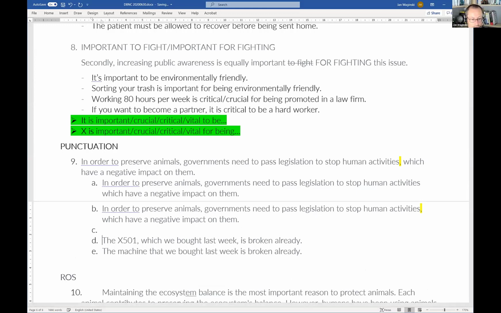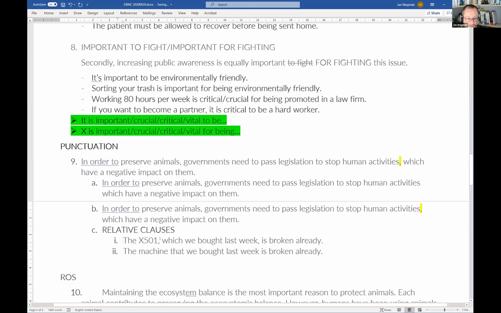Okay, so right here, we're talking about punctuation with relative clauses. Relative clauses are called relative because they're related. They're also called adjective clauses, and that's stuff like this. They start with which, who, that, whom, sometimes when, sometimes where. So in this example, the X501's some kind of gadget, which we bought last week, is broken already.